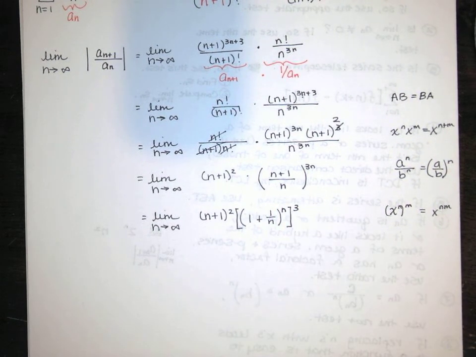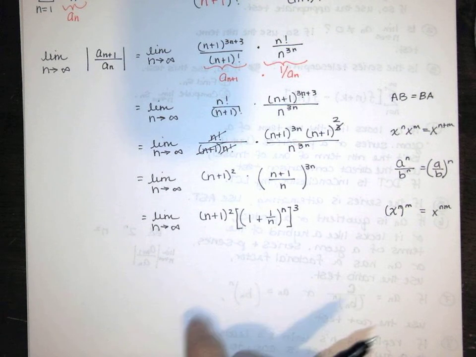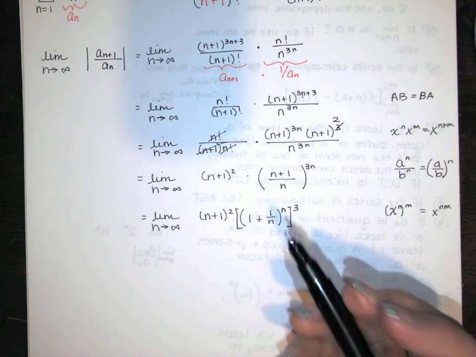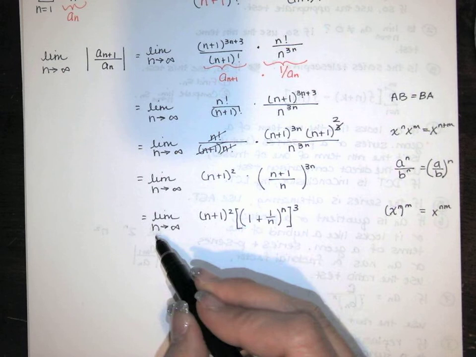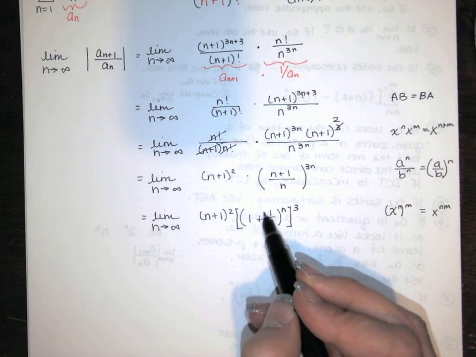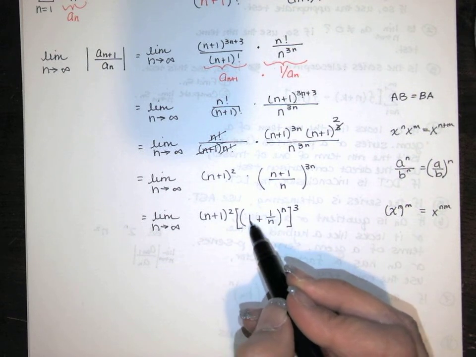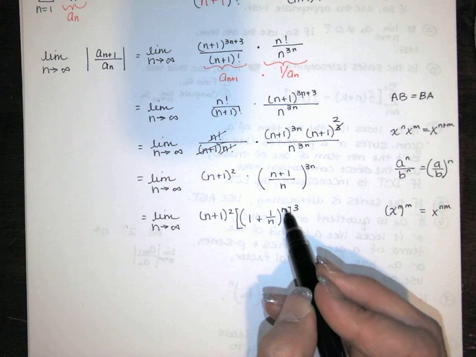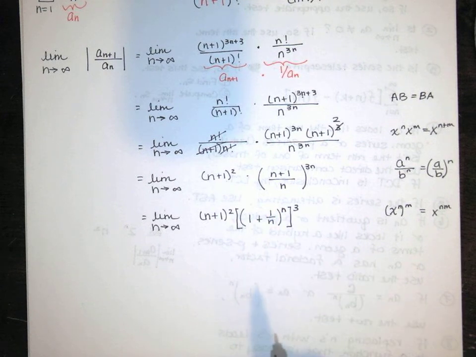You might be saying, Ms. Townsend, why did you do that? Well, it's because of a fact I'm aware of. As n goes to infinity, this approaches 0, and so I end up with a 1 here, and this approaches infinity. That's a 1 to the infinity indeterminate form.